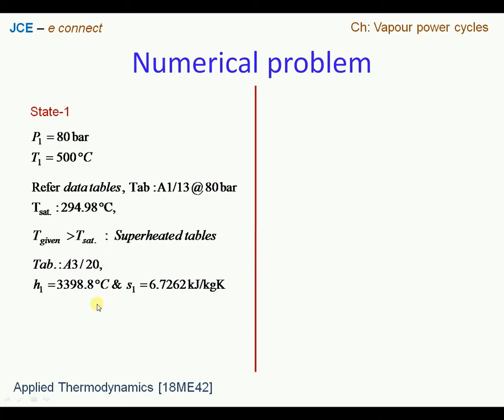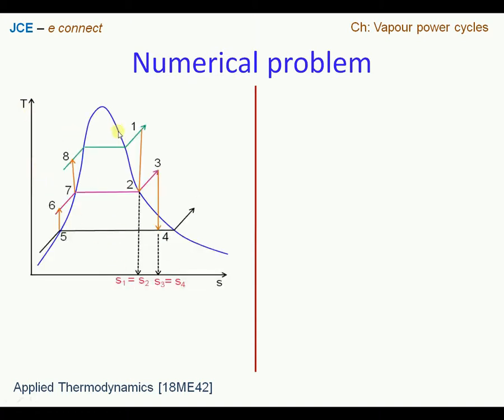Now let us look at state point 2. Let us look at a TS plot. At state point 1 we have now worked out what is the H1 and S1, and we know that S1 is equal to S2. That means at state point 2 we know the entropy, and now we also know that state point 2 is exactly lying on the saturated vapor curve, that is dry saturated condition.